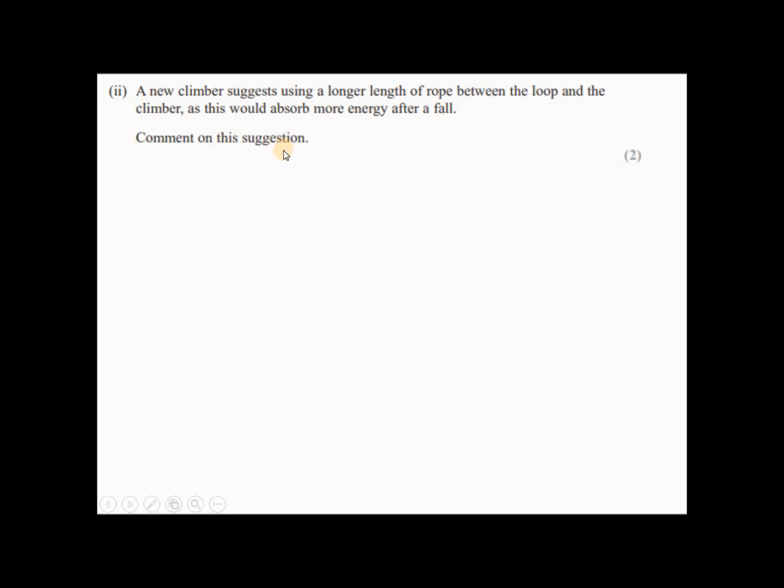Comment on the suggestion. If a longer rope is used, then the climber will be falling to a greater depth or height. So the climber will gain more velocity, moving at a higher velocity, and we need a large amount of force in order to stop or decelerate the climber. So that's not a good idea.